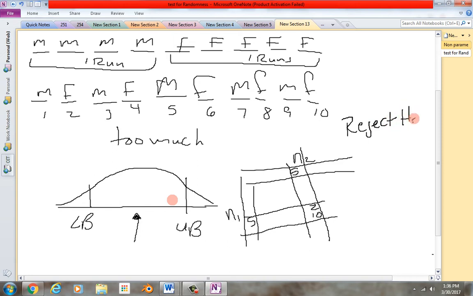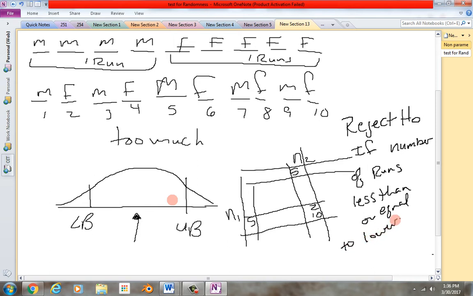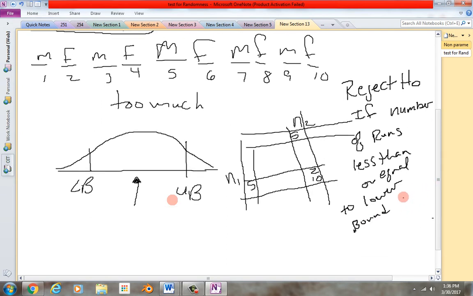Jay, you didn't write H naught down yet. Well, we'll get there in a minute. Reject H naught if, this is a big deal, if the number of runs is less than or equal to the lower bound, or greater than or equal to the upper bound.